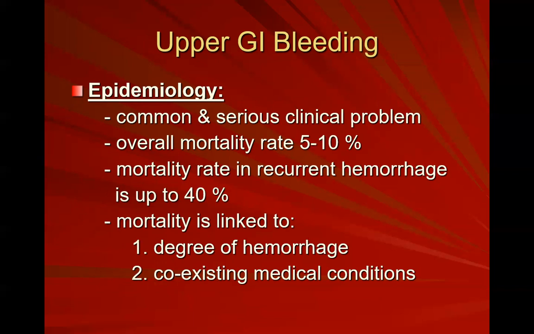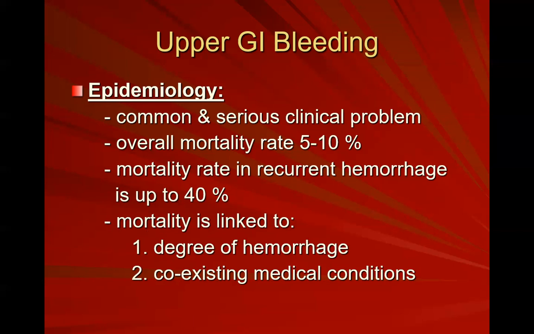Whenever we're talking about upper GI bleeding, most of the time, in the common cases, they usually stop spontaneously. However, there are certain cases which cause massive upper GI bleeding, and these contribute to the overall mortality, which is from 5 to 10%.